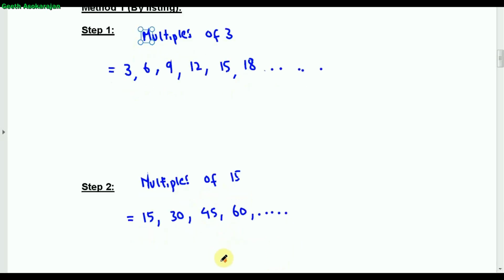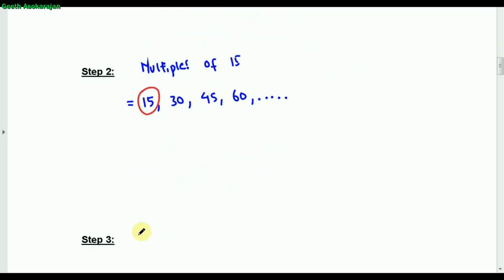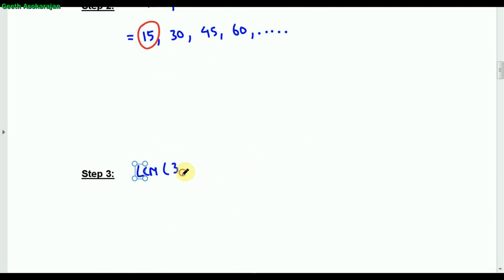And in the final step, identify the smallest, or the least, number which is common to both sets of multiples. So as you can see, the smallest number, or the least number, which is common to both is 15. So in this case, if I revert to the blue pen, I could say in the last step that the LCM of 3 and 15 is 15. And then you're done.